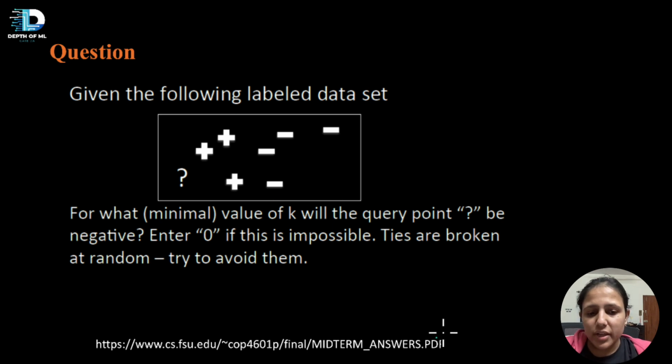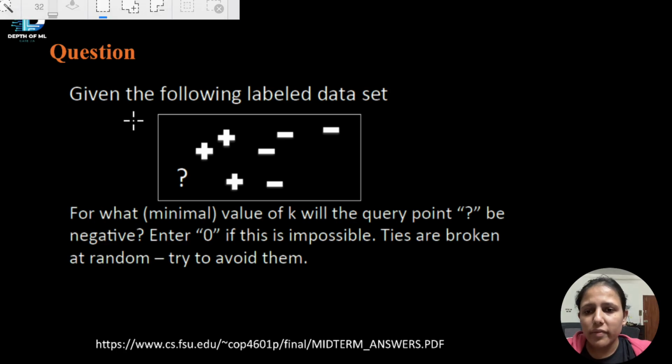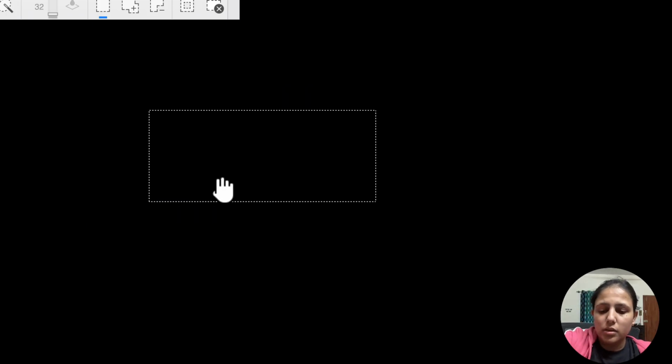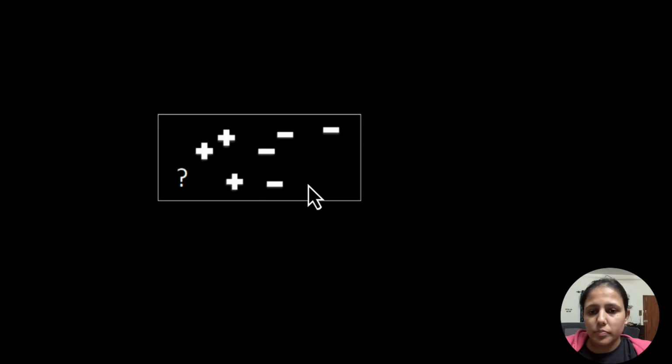So they have given us a very good question. They are saying that you are given this data set and tell us for what value of K will this become negatively labeled. Okay, let's try to solve that. Right. So this is the data set. Okay, so let's take the example of 1NN.